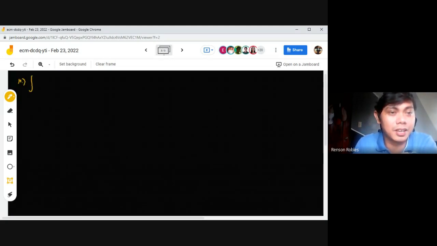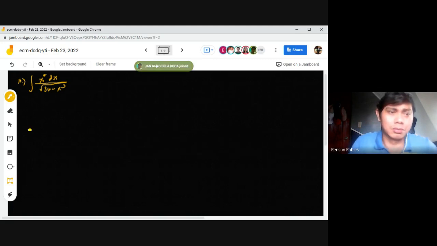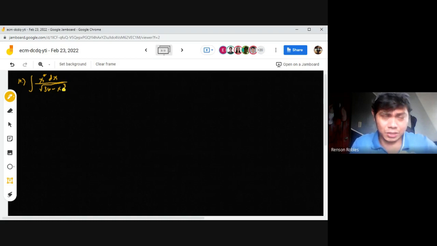Integral of, I will write dx first, all over, dun ako sa side, square root of 36 minus x cubed. Pag ito ay x square, what technique are you going to use? What method? What formula? Where will it lead you? If this is x squared and this is x cubed, saang formula siya papunta?